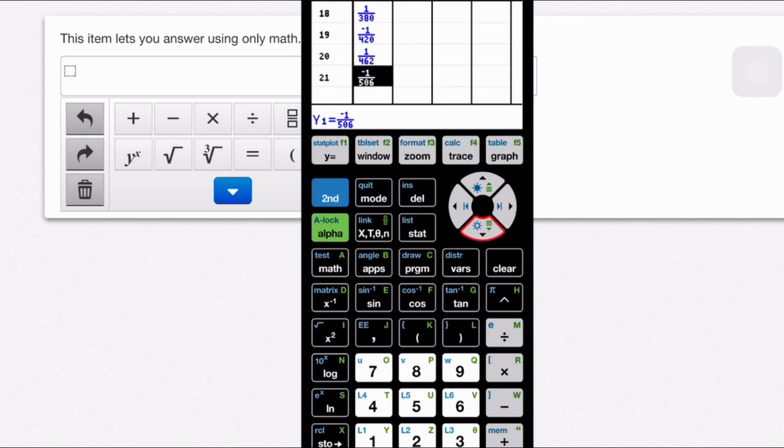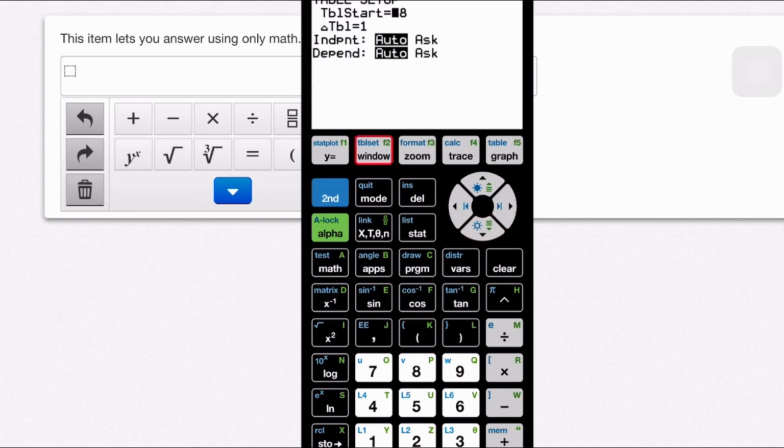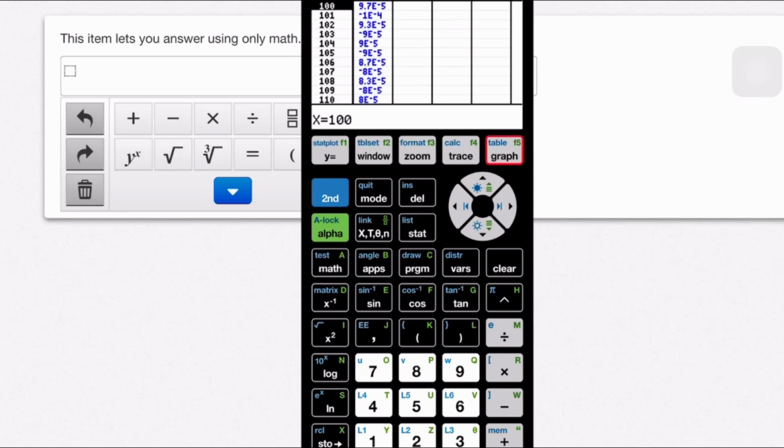But what if the question asks for the 100th term, U100? So you do second table set. Over here you have your table start, so you start at 100. Then you go back to second table, then you see it. It's too small, yes, but this is how we do it if you want to skip the table.